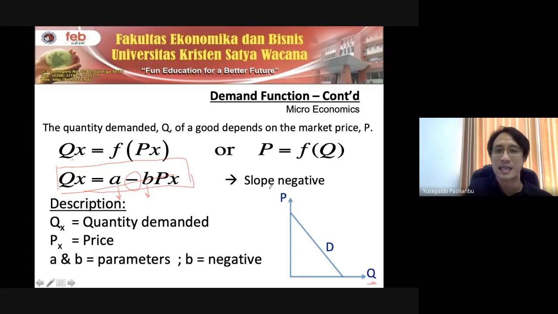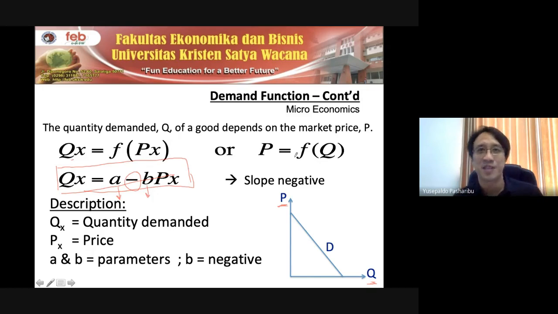And the vertical line or y-axis is for P, or price. Before we discuss the slope, I would like to tell you that there are actually two functions. We can make it Q function P or P function Q.